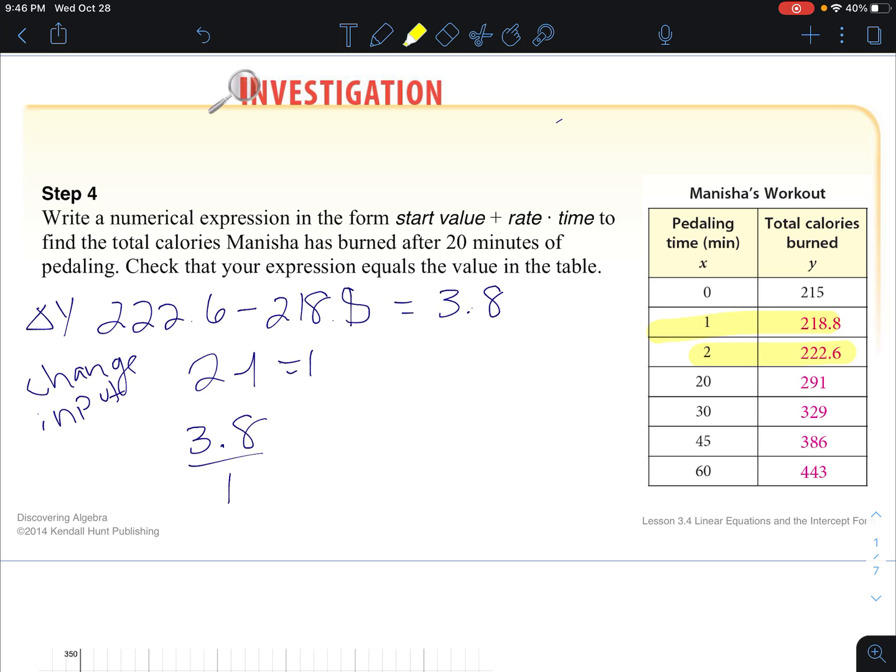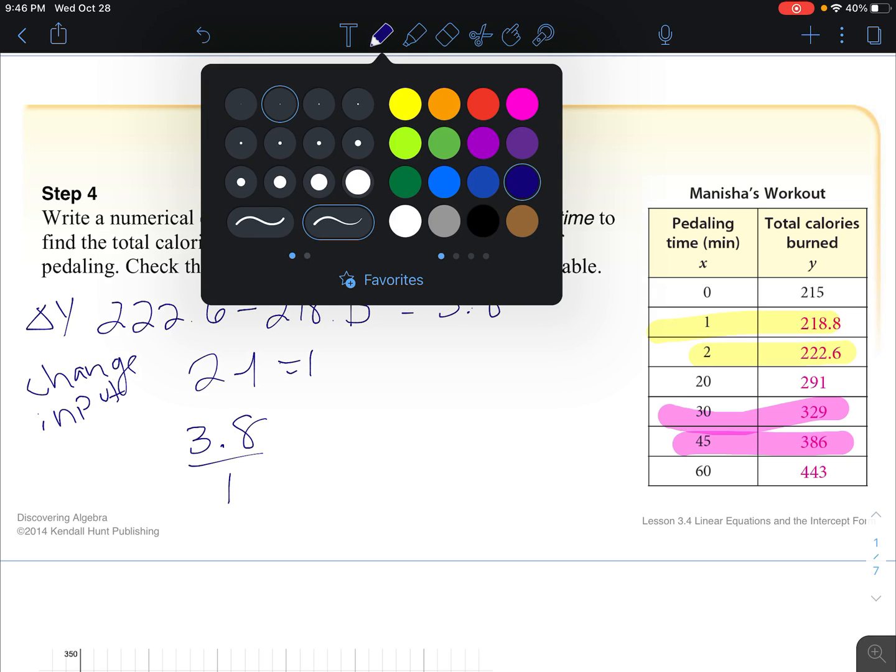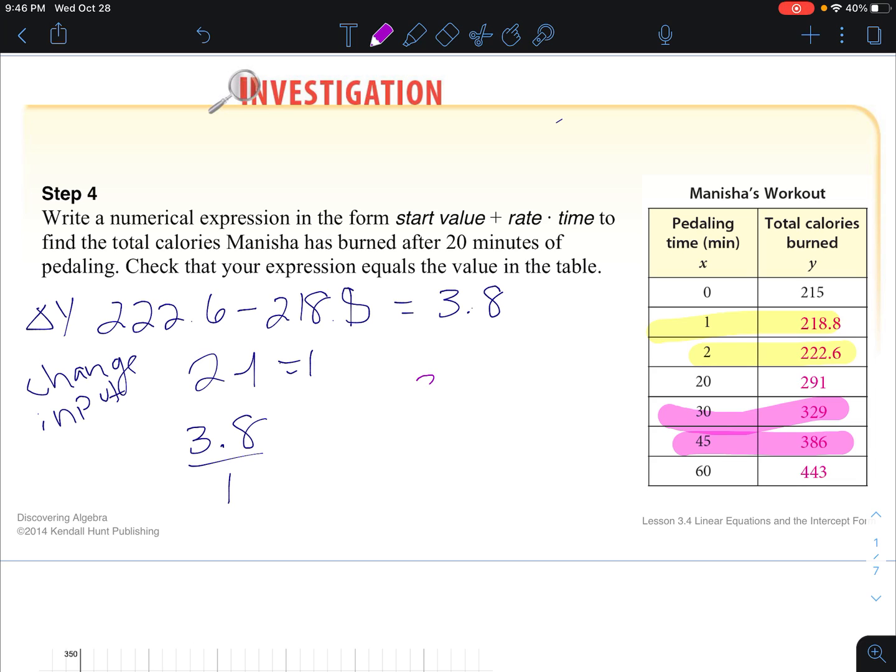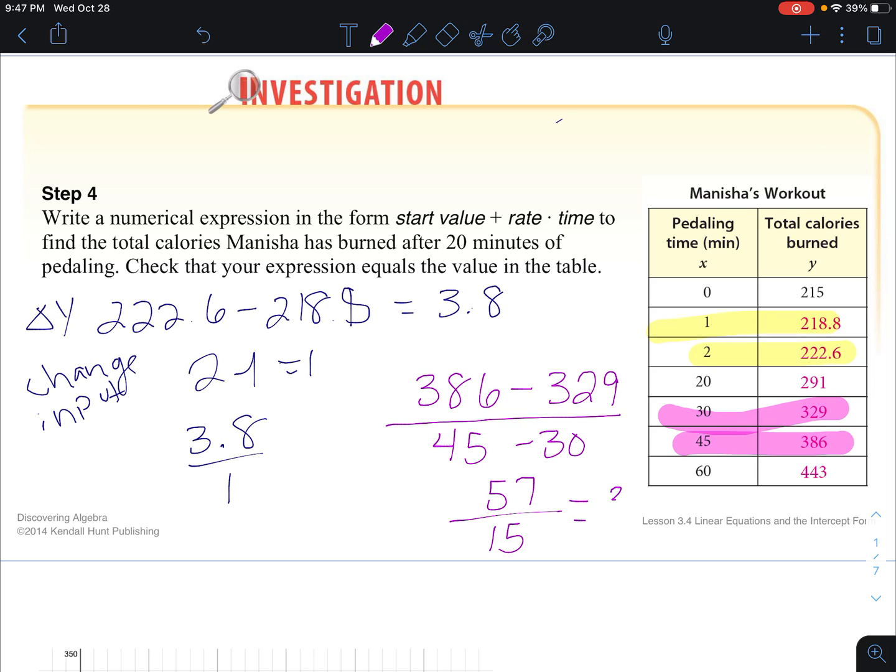And then I could pick some other set of points. Let's say we'll do 329 and 386. So if I take a look at those two, I would have my change in output is 386 minus 329. And then I'm going to put that over my change in input, which is 45 minus 30. And that is going to be 57 over 15, which equals 3.8. So either way, I get the same rate of change, and that is 3.8 calories per minute, because the units for my numerator are calories, and the units for the denominator are minutes.